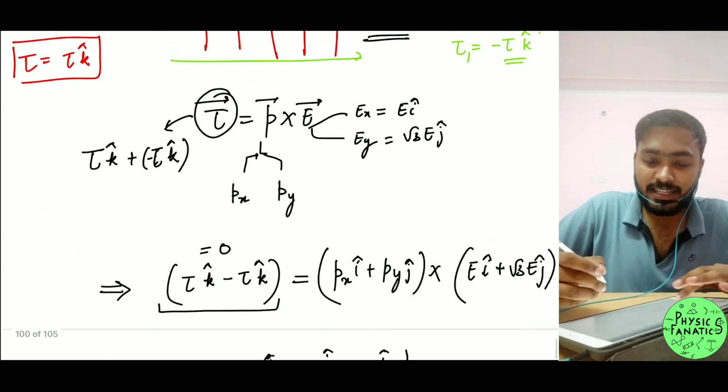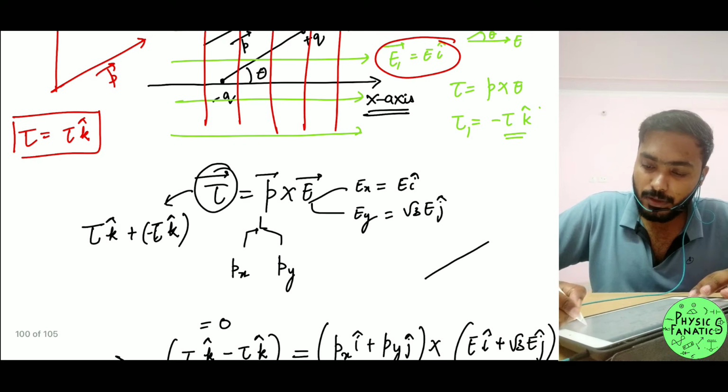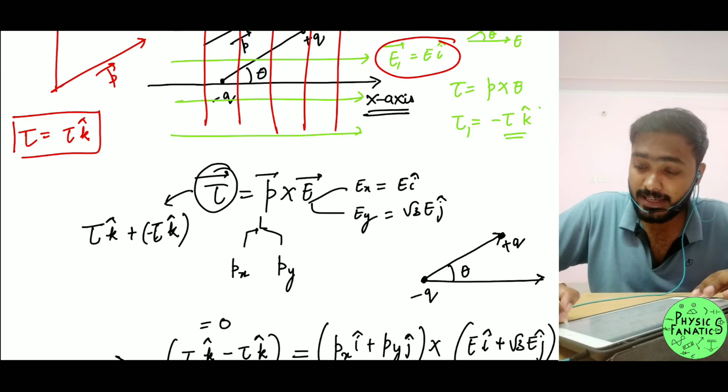So very nicely you can see this was your dipole. Let's say minus q, this was plus q, and this was making an angle of theta with the x-axis.